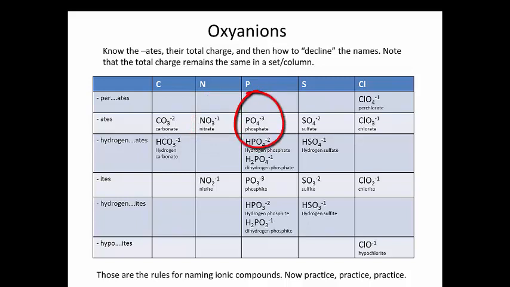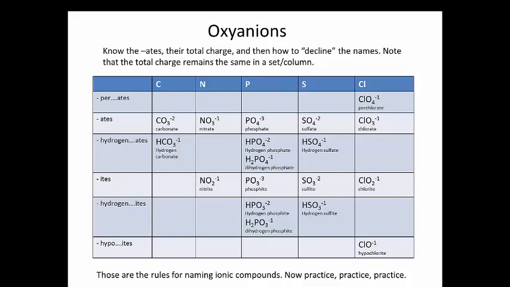Phosphate. 4 oxygens, total charge -3. Sulfate. 4 oxygens, total charge -2. And chlorate. 3 oxygens, total charge -1. Now I know when you see these the first time, you may wonder, how am I going to keep up with this? Believe me, after a short period of time, these will be easy for you. Just keep working at it.